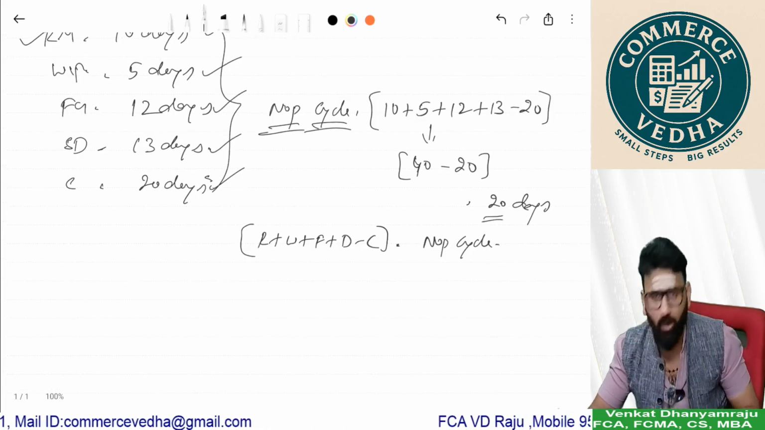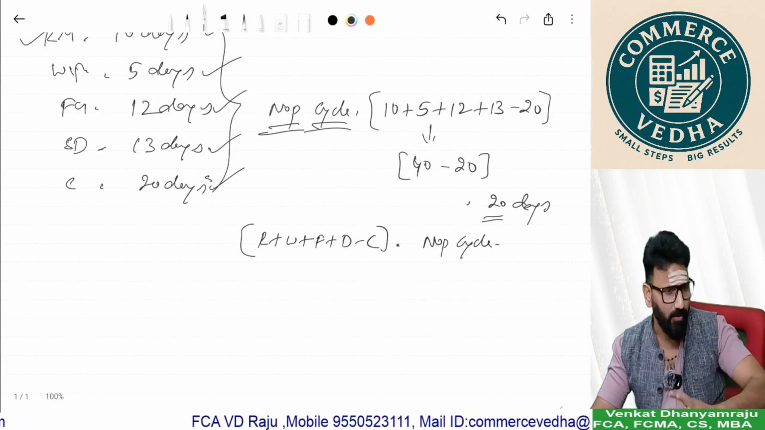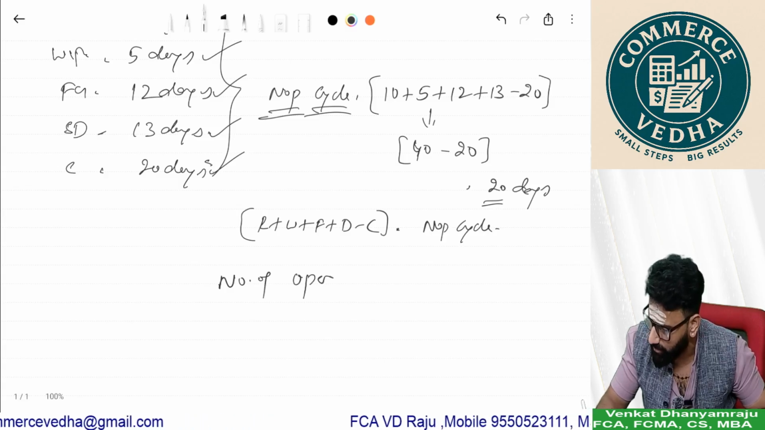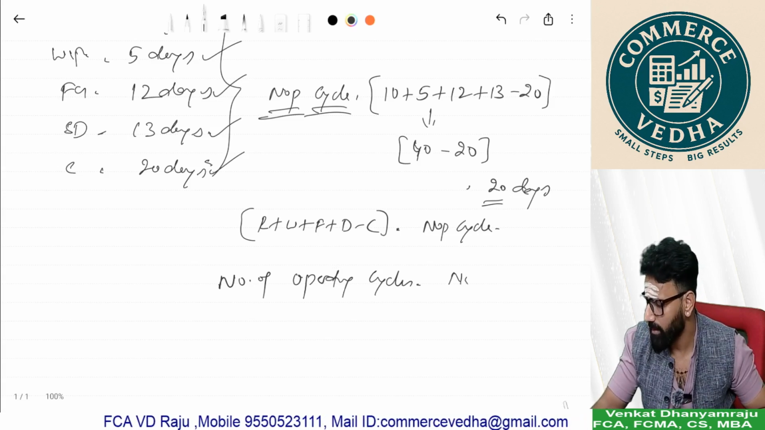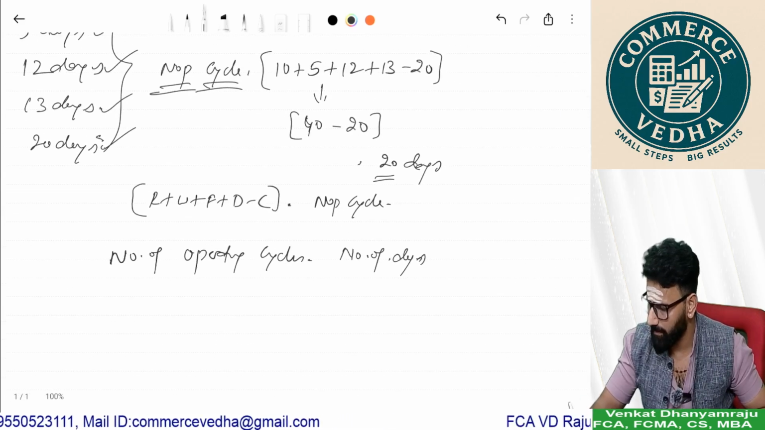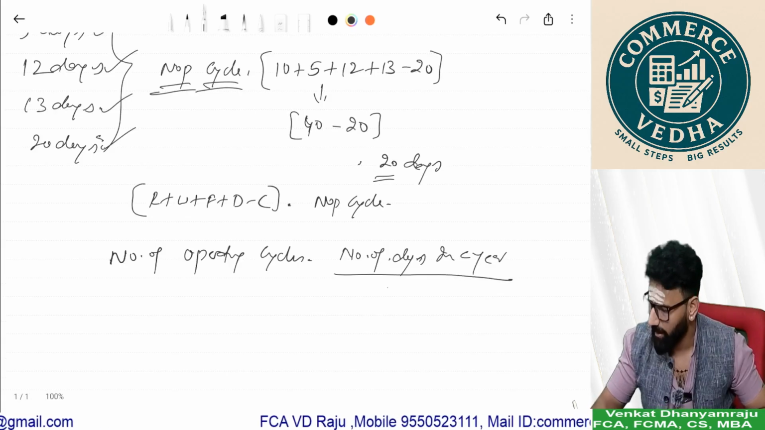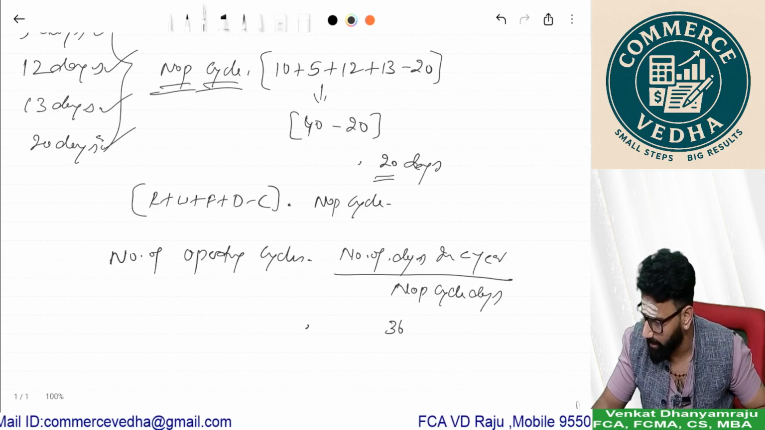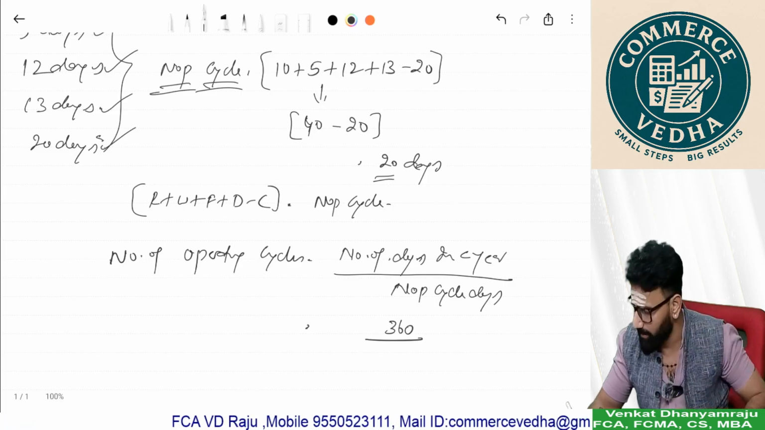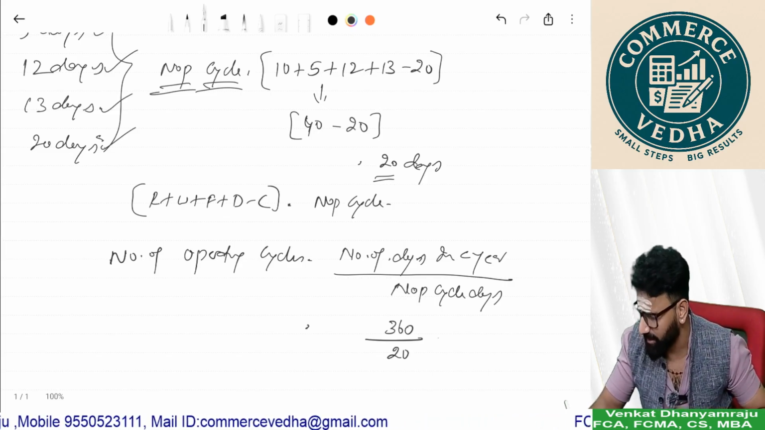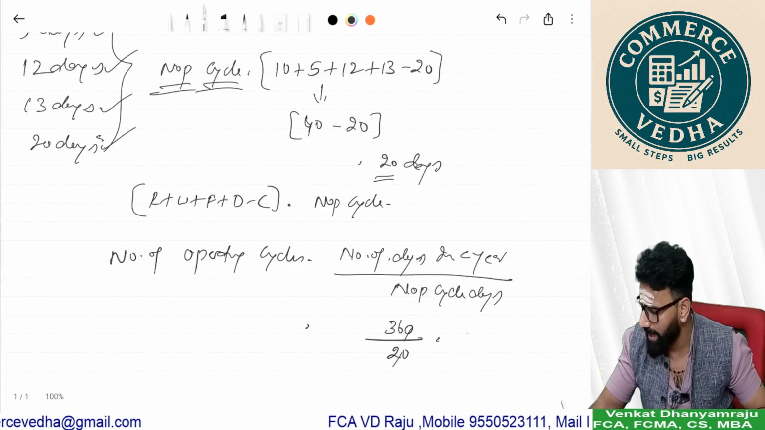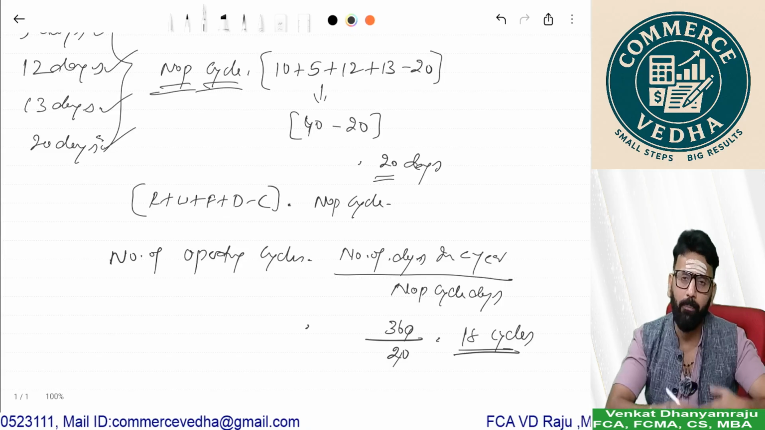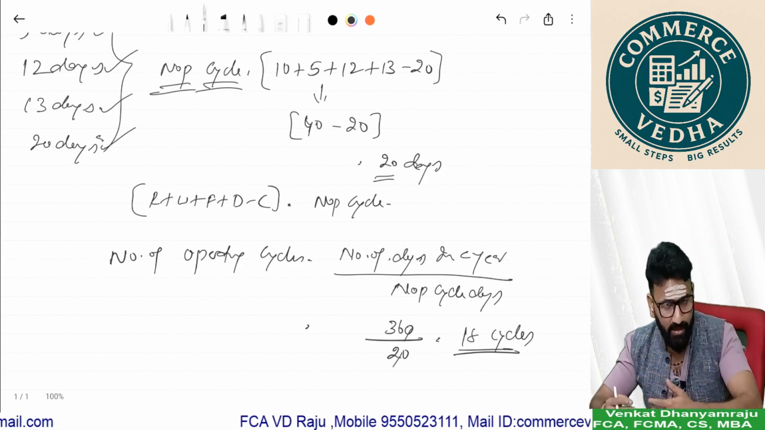Once you get the net operating cycle, how many operating cycles are in a year? If someone asks you that, we can simply say the number of operating cycles equals the number of days in a year divided by net operating cycle days. In this case, assume a year is 360 days for mathematical simplicity, and your net operating cycle is 20 days. So you have 18 cycles. It means 18 times the stock is rotating: raw material to WIP, WIP to finished goods, to debtors, debtors to collection, and again back to raw materials.